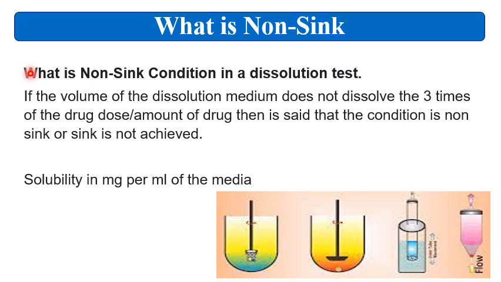If the dose of the drug is 500 mg, then the medium should be able to dissolve at least 1500 mg, or the media volume should be 3 times the saturation volume for a 500 mg dose. So it is the same thing.